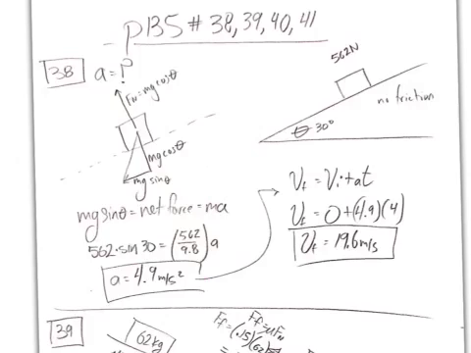The second part of the question says after 4 seconds, how fast is it going? So we go way back to our kinematics formulas. Final velocity equals initial velocity plus acceleration times time. Plug in and get 19.6 meters per second.